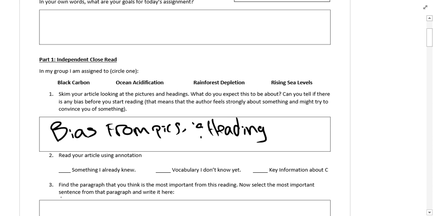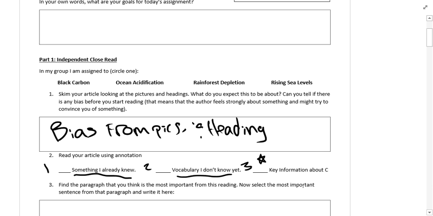So for this annotation, we're going to do something that you don't usually do in my class. There are going to be 3 different things that you're looking for within this article. You're looking for things you already knew. You're looking for vocabulary you don't know. And then this is the most important one, number 3. You're going to be looking for key information.